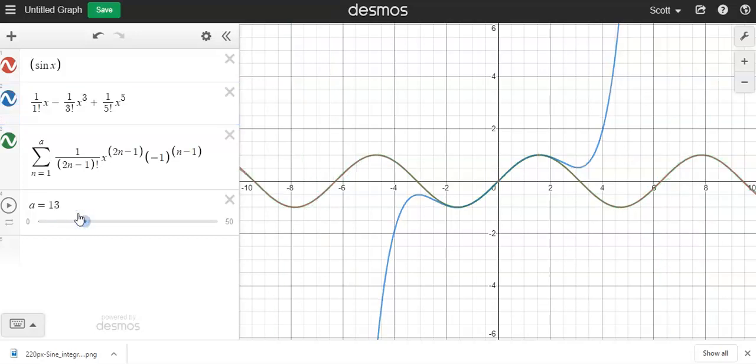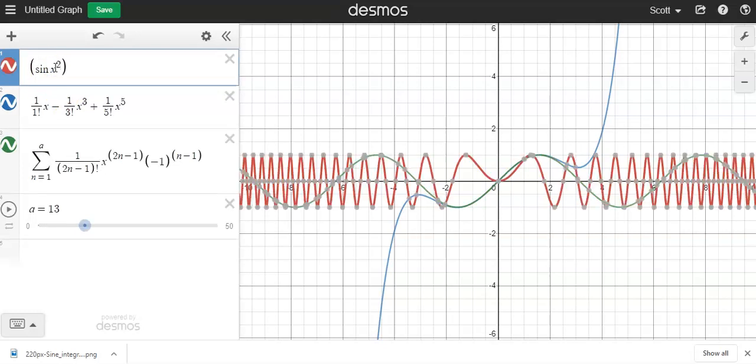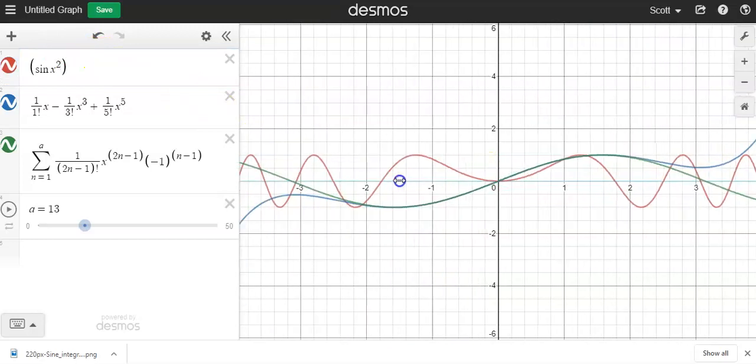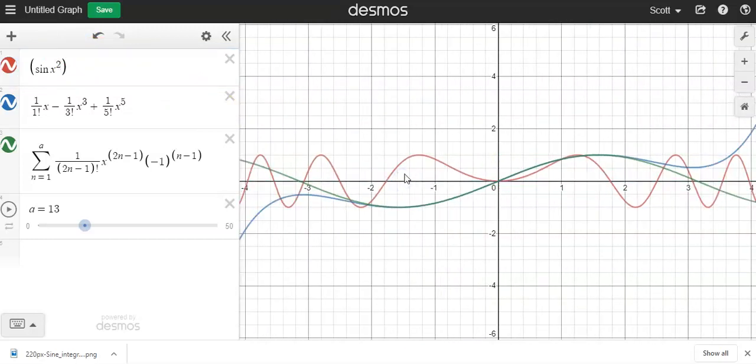But suppose you wanted now to work on the function sine of x squared. Well, I got good news for you. You don't have to start from scratch. You don't have to start all over and start taking derivatives and derivatives and derivatives and plugging in 0 and blah, blah, blah. You can just build from here.